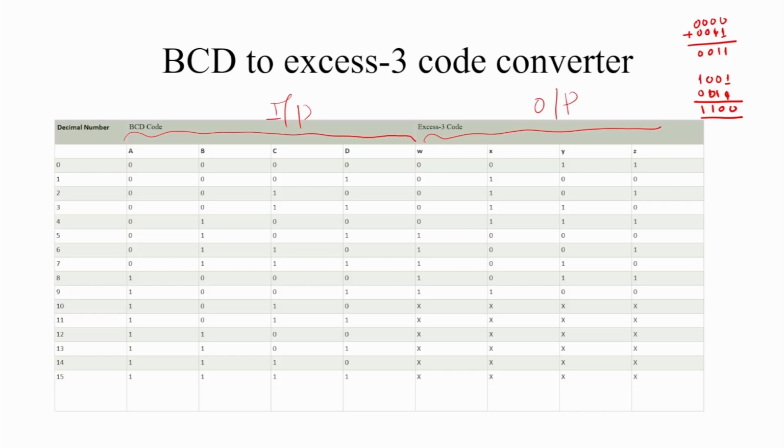Now, how do we obtain the expression for the Excess-3 code output? Here the Excess-3 code outputs are W, X, Y, Z. One important point is that we do not know the BCD representation from 10 to 15. The 10 is written as 1 0 1 0, but we do not know the Excess-3 code of 10, because in BCD only these combinations are used and the rest of the combinations are not used. Similarly, we do not obtain an Excess-3 equivalent for these combinations. So all these are represented as X X X XXXX, meaning don't care.